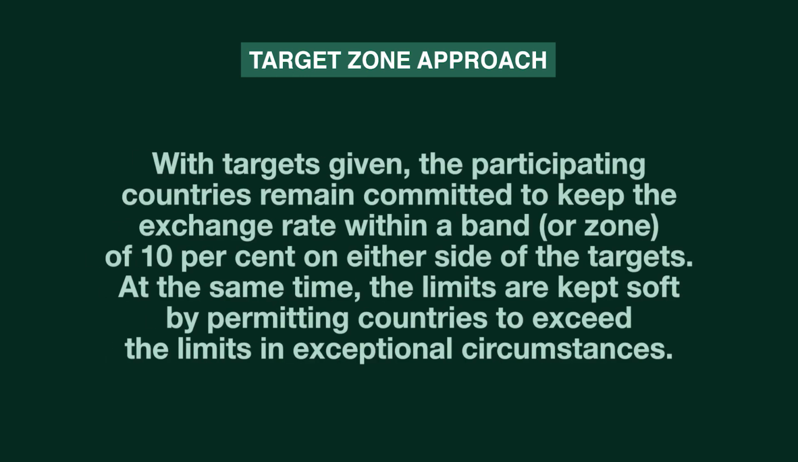With targets given, the participating countries do remain committed to keep the exchange rate within a band or zone of around 10% on either side of the targets. At the same time, the limits are kept soft by permitting countries to exceed the limits in certain exceptional circumstances. Next, we come to what we call the monetary standard.